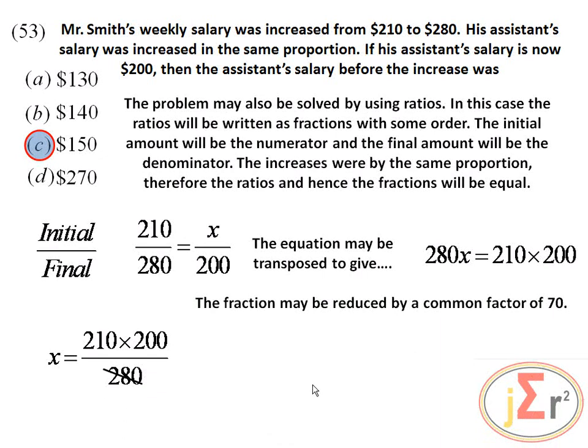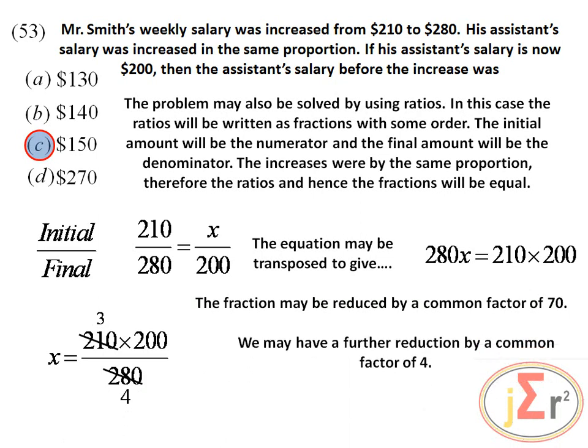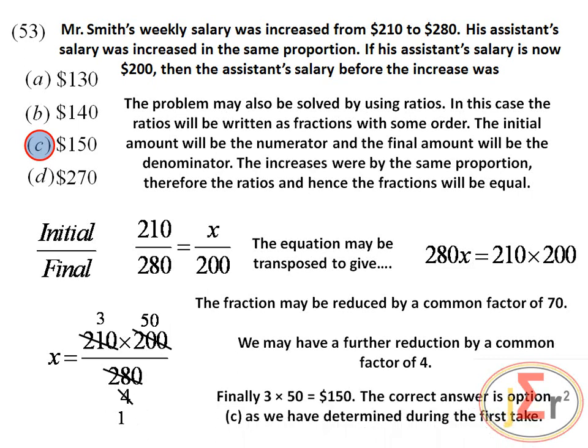Quickly, 70 into 280 is 4, 70 into 210 is 3. No doubt 4 will go straight into 200 how many times? And 4 into 4 is 1 time. So 4 into 4 is 1, and 4 into 200 is 50 times. So finally we will have 3 multiplied by 50 is equal to $150. The correct answer is option C, as we have determined during the first take at solving the problem.